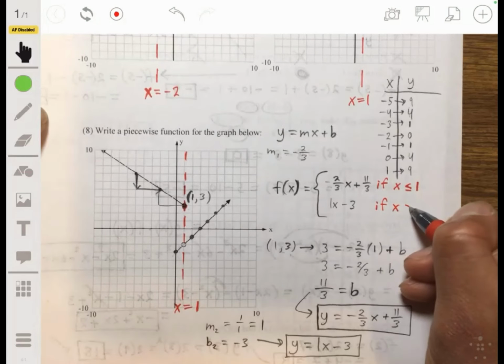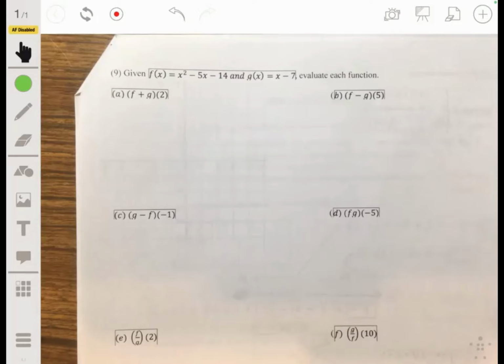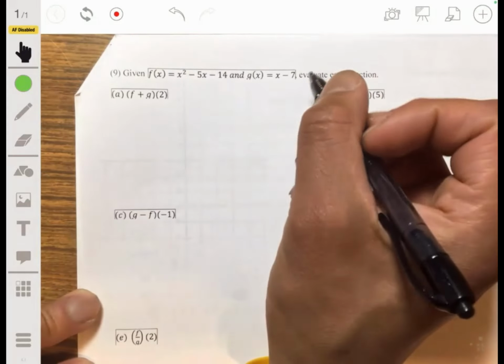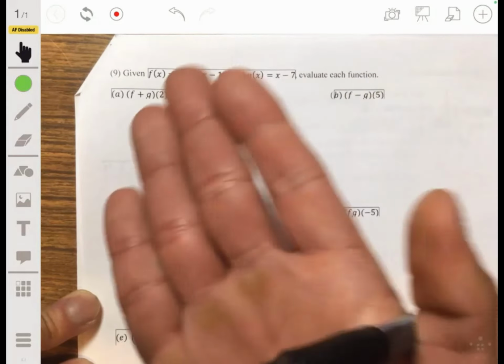All right, moving on. Page 3. Here, this is really just knowing notation. It's actually pretty simple. So we're given that f of x is this equation and that g of x is this equation. And for part A, we want to find f plus g of 2. All this means is to find f of 2 and then add it to g of 2.